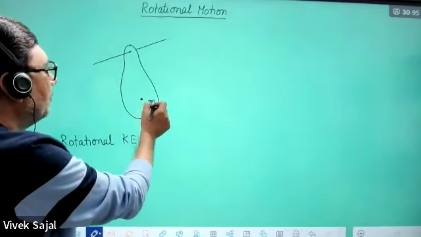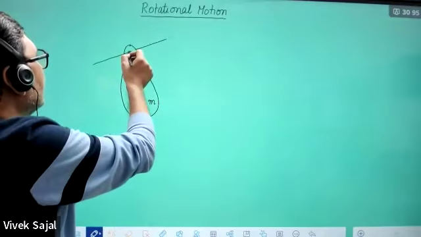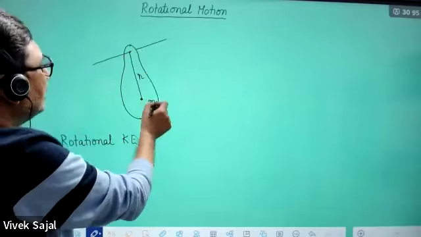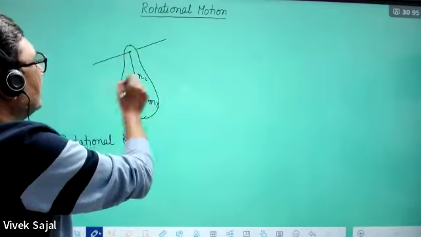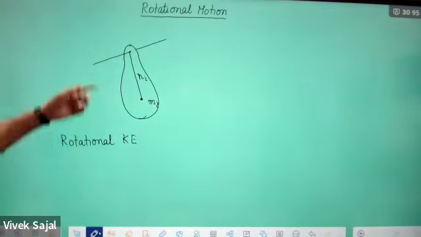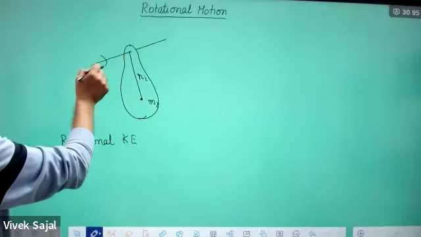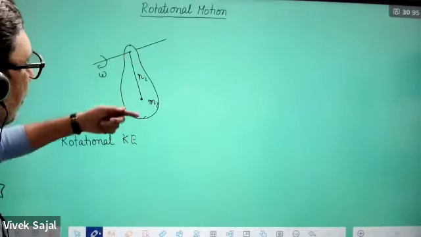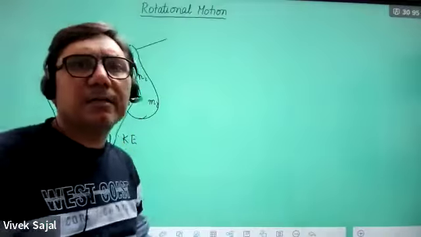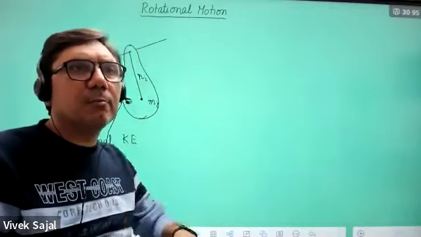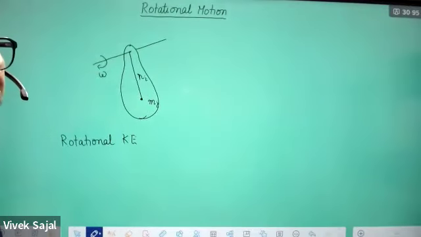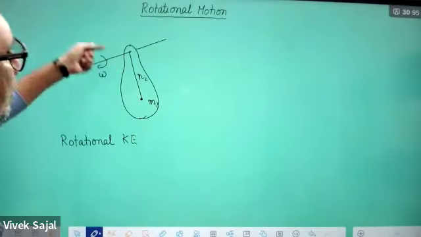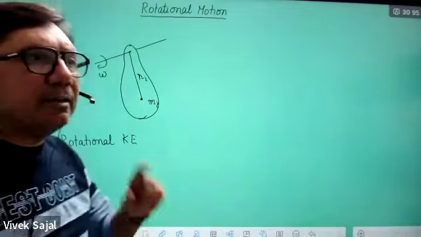Suppose its mass is mi, and its perpendicular distance from this axis is ri. This object is rotating about this axis with angular velocity omega. Because this object is rotating about this axis, all the particles of this object during this rotational motion will have the same angular velocity. Why? Because the time period for all the particles in completing one cycle will be equal.